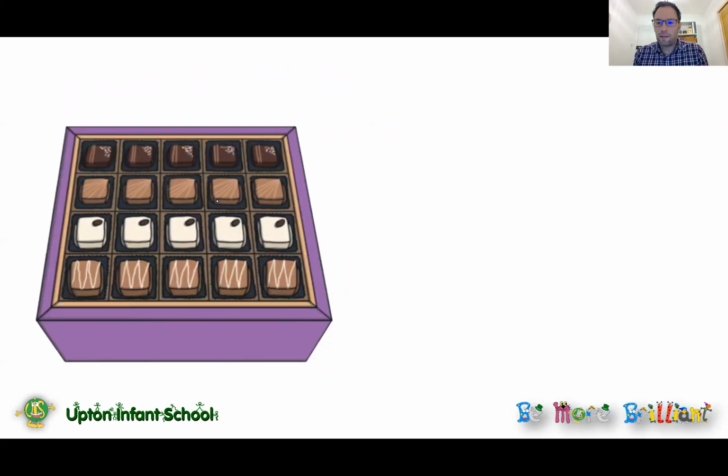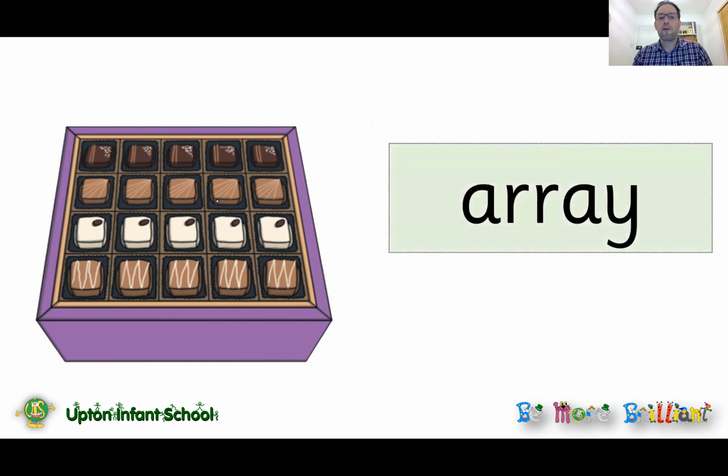Let's go on to another activity now. In front of us here, we've got a box of chocolates. Chocolates are often arranged like this into nice, neat patterns of columns and rows. And we have a posh name for that. Sometimes we call that an array. When things are arranged into rows and into columns, we call them arrays.